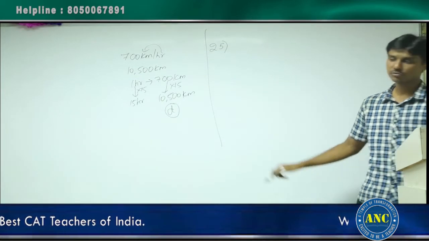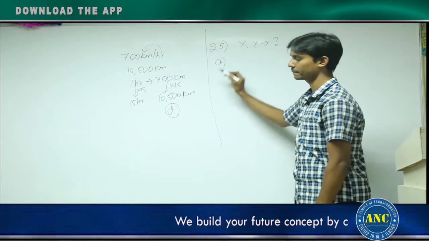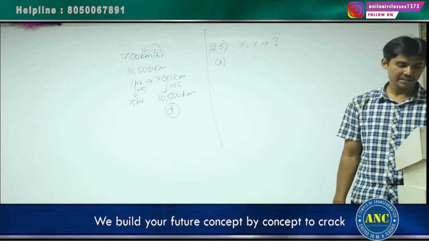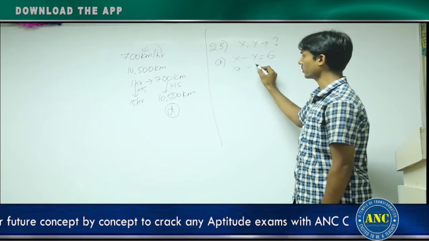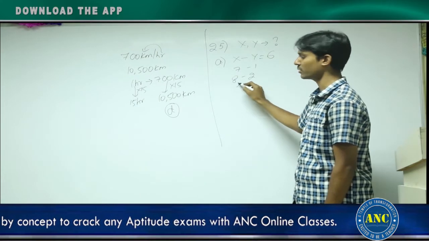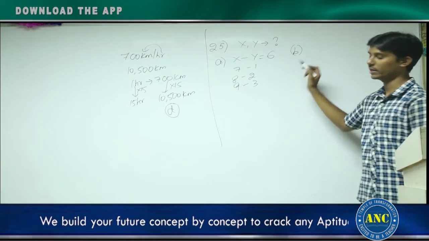25th. What are the ages of the two individuals, X and Y? They are asking you the values of X and Y, ages. Statement 1 alone. The age difference between them is 6 years. X minus Y is 6. So many possibilities. 7 minus 1, 8 minus 2, 9 minus 3. Individually we cannot find. Statement 1 is ruled out.